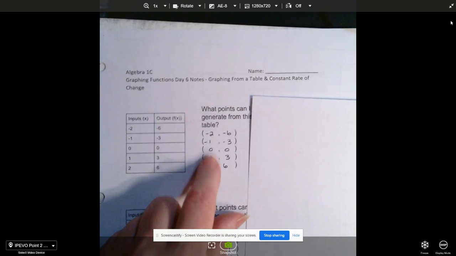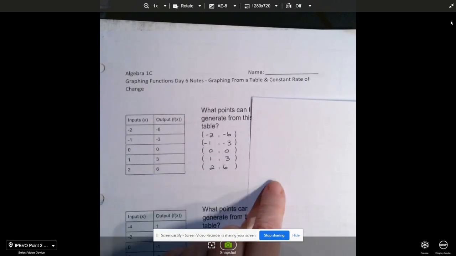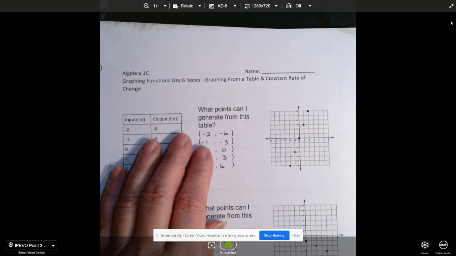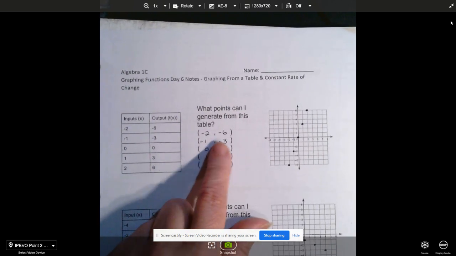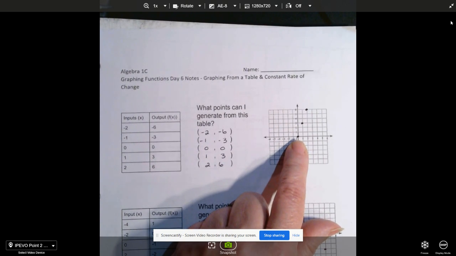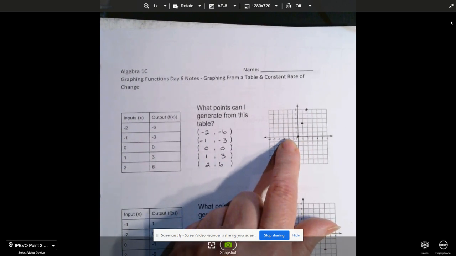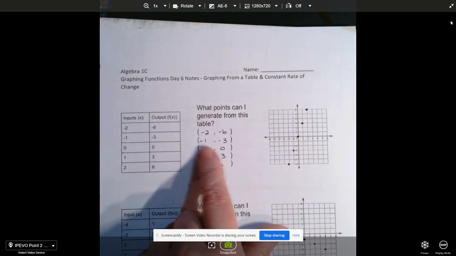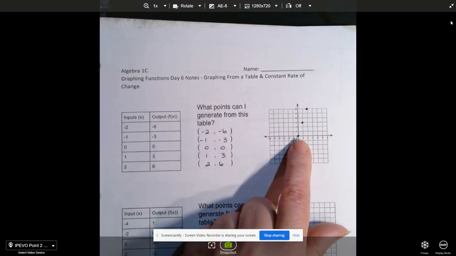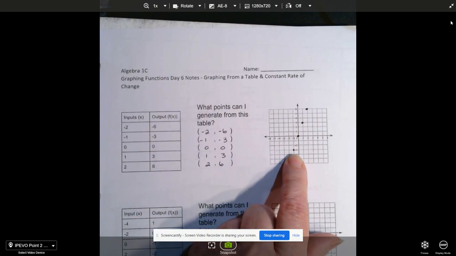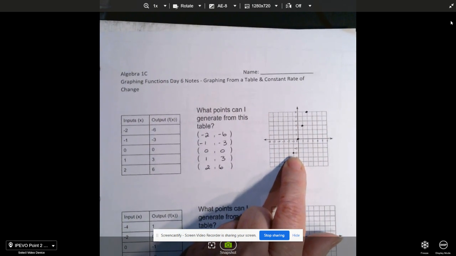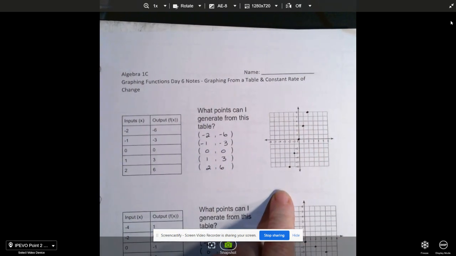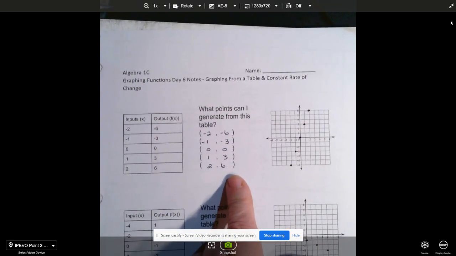So remember, the X will always tell you how far to go left or right, and the Y's will tell you how far to go up or down. So if I wanted to graph (-2, -6), I would go left to -2 and then down to -6, and I'd put a point there. (-1, -3), I'd go to the left -1 and down to -3 and put a dot there, and so on and so forth. And then you could see that you have this graph based on these points.